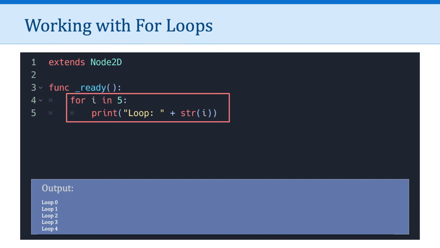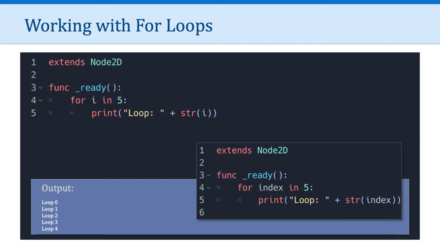Now, another thing that I want to emphasize is that the letter i in this example is just a variable, and i usually stands for iteration or index, but you can rename that to anything. So take a look at this code here. Instead of using the variable i, I'm using the variable named index. The results are exactly the same, it's just the name of the variable is different.